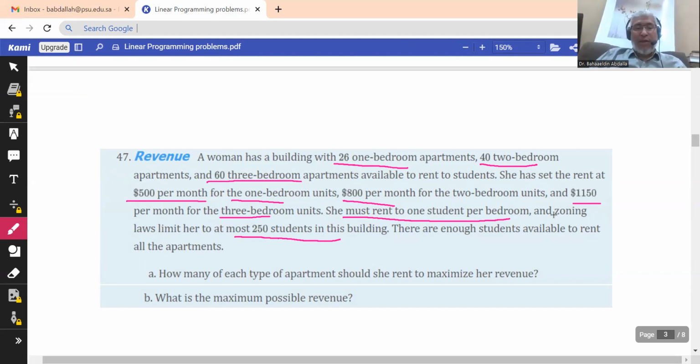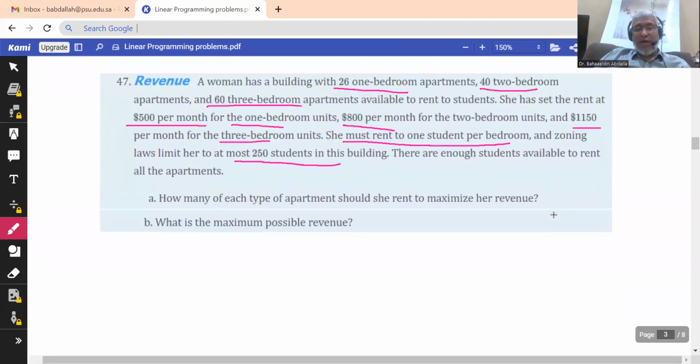So some apartments will take one student, some will take two, some will take three, according to the number of bedrooms. The question is what enables me to write the variables: how many of each type of apartments? What types of apartments are there? This will give you X and Y and Z. We have three types. So X would be the number of one bedroom apartments.